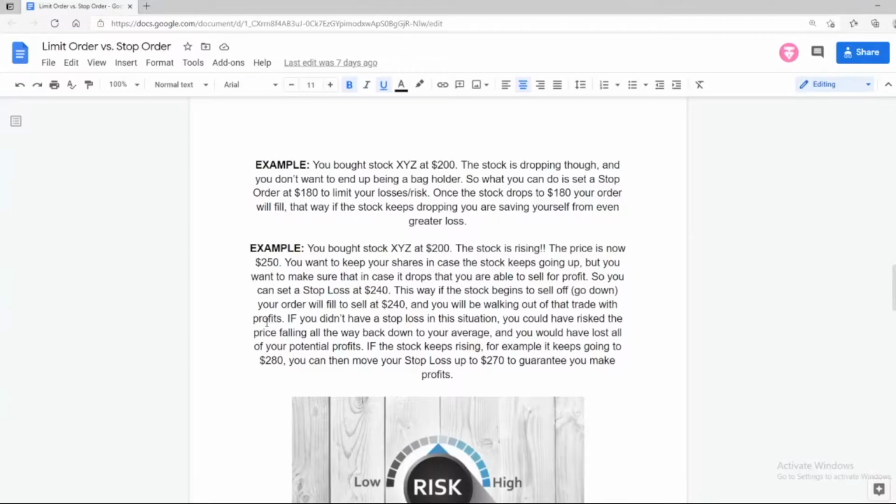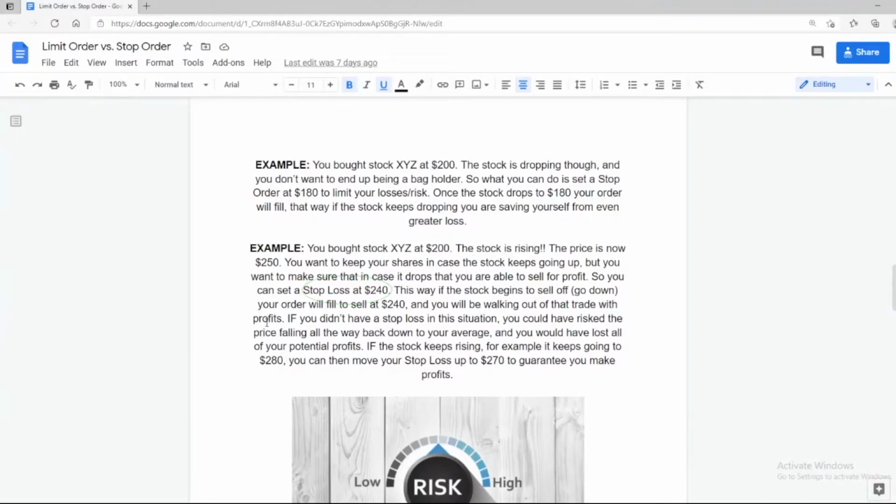So the next example is you bought stock XYZ at $200. The stock is rising. Price is now $250. So you want to keep your shares in case the stock keeps going up, but you want to make sure that in case it drops that you're able to sell for profit. So you can set a stop loss at $240 to sell. This way the stock begins to sell off or go down, your order will fill if there's volume to sell at $240, and you'll be walking out of that trade with profits.